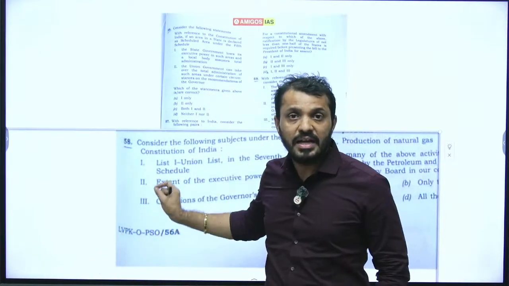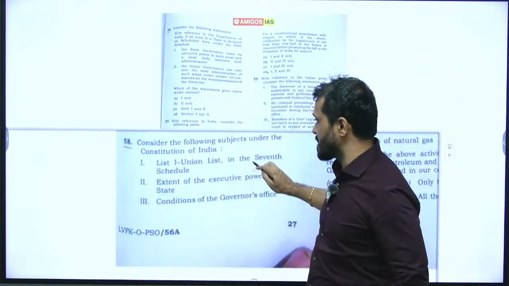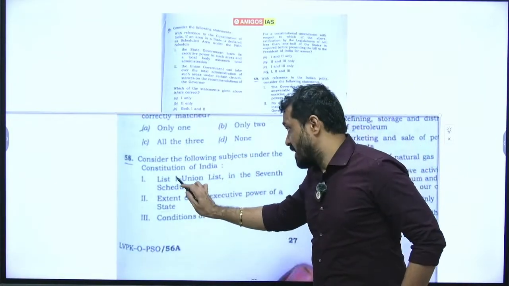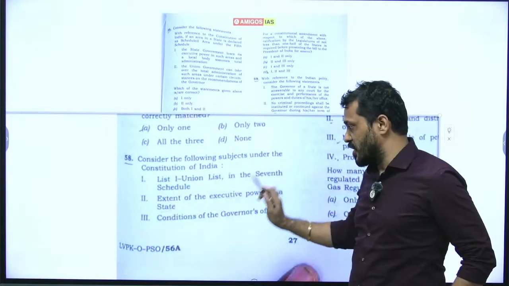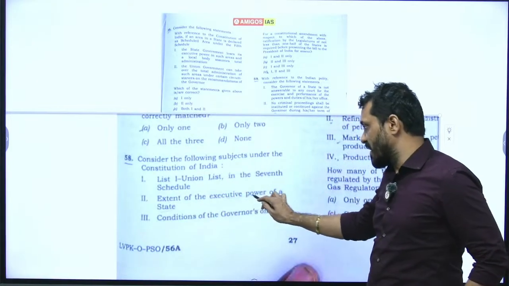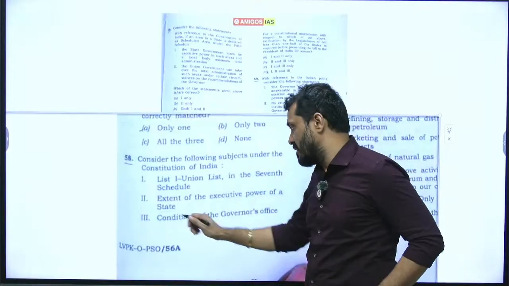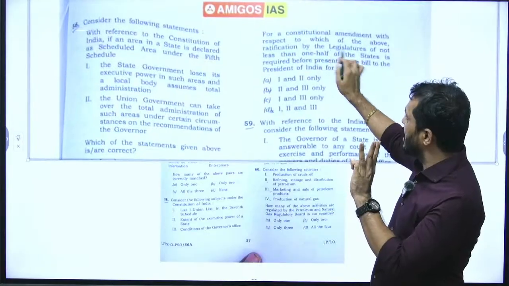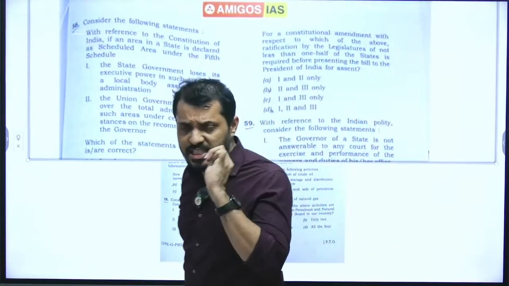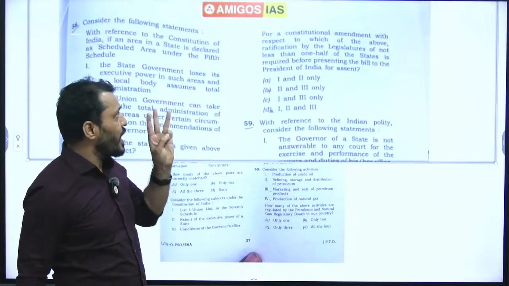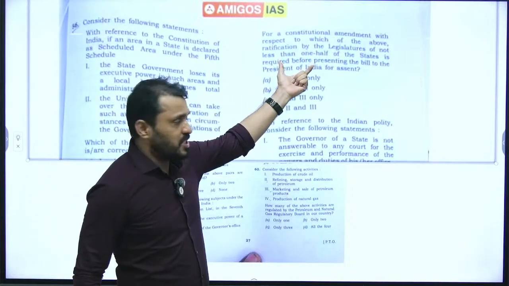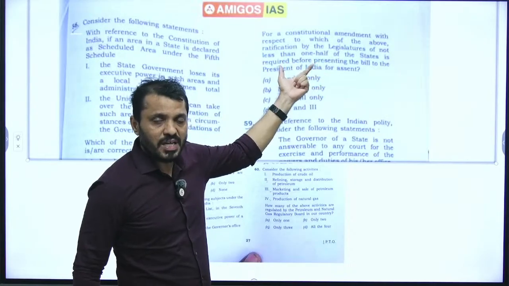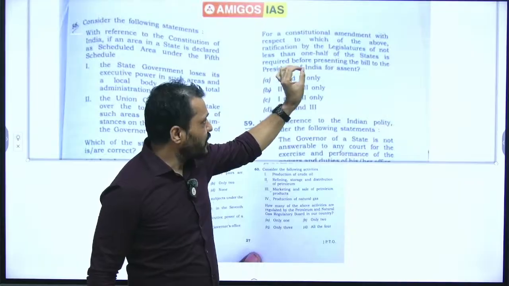Now this question is about the type 3 special majority. This question is asking, consider the following subjects under the Constitution of India. First statement, List 1, Union List in the 7th Schedule. Second statement, extent of executive power of the state. Third one, conditions of Governor's office. They are given 3 statements and asking which statement requires the type 3 special majority, that is 2 by 3 members should accept and at least 50% of the state assemblies should accept.